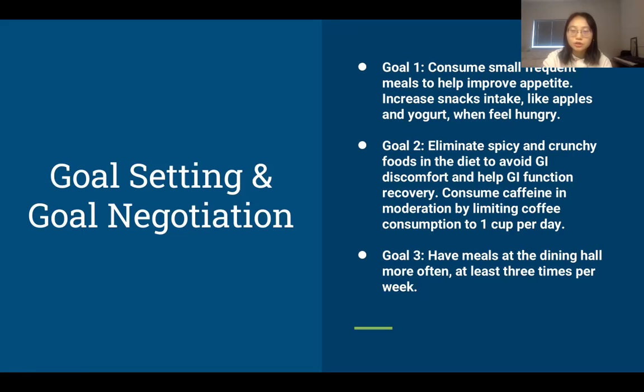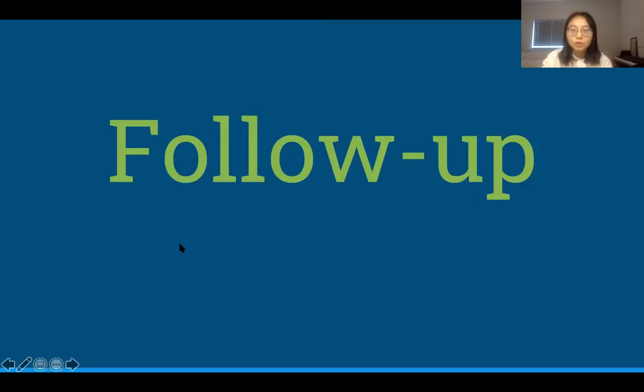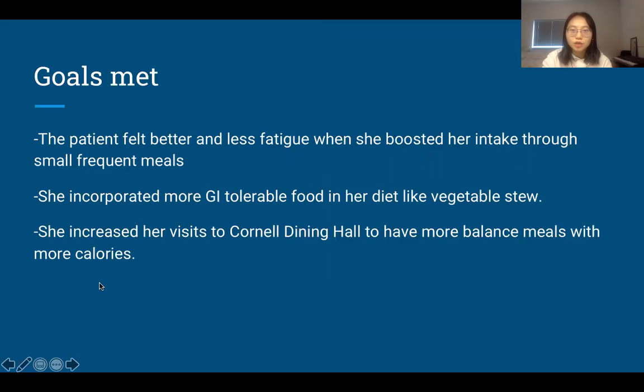The third goal is to increase her total energy intake. She indicated that whenever she cooked at home, she was not able to eat enough calories. However, every time she ate at a dining hall, she is able to consume much more. So the third goal for her is to have meals at a dining hall more often, at least 3 times per week. After 1 week, I followed up with the patient, and she said she was able to achieve the goals pretty well, and she felt better and less fatigued when she increased her total energy intake through small and frequent meals. Also, she tried some more GI-tolerable food in her diet.